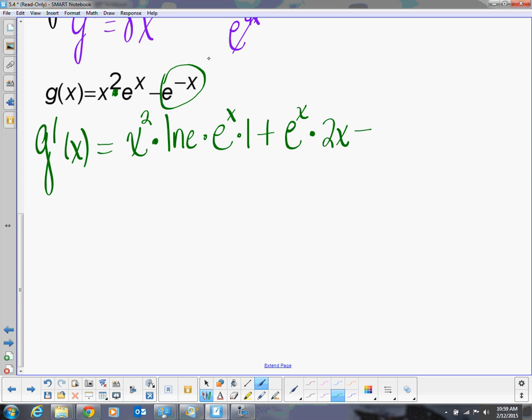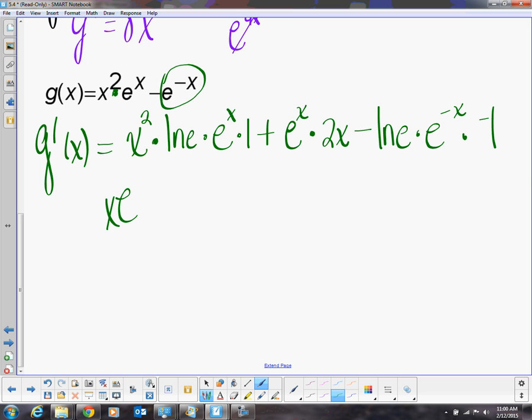There is no product rule here. So it's going to be ln of the base times a function as it appears times the derivative of the exponent, which is -1. So you've got x squared e to the x plus 2x e to the x plus e to the negative x. You with me?